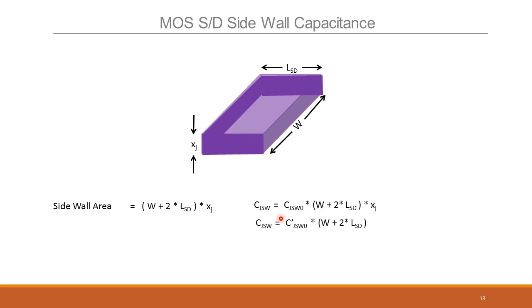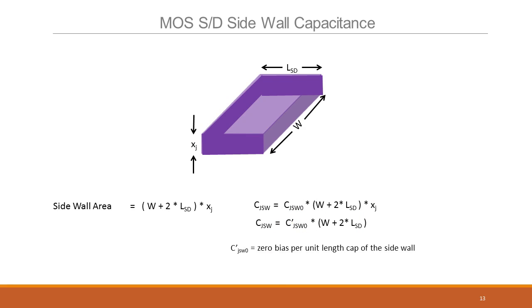Okay. Which can then be written as C prime junction sidewall capacitance at 0 bias into the perimeter of the 3 sides, and where C prime JSW is nothing but CJSWO into XJ. I'm just replacing by that. And the reason why we're doing it is XJ is actually a process parameter. The designers have no control over it. Then the designers have control on W and LSD. Right?